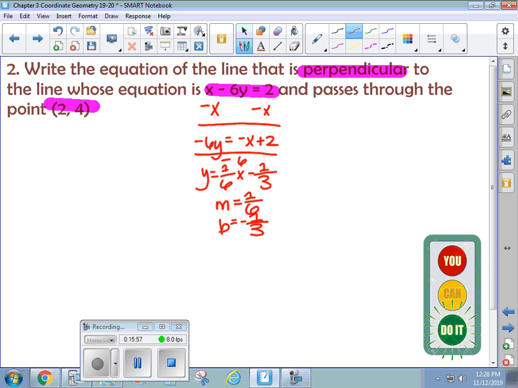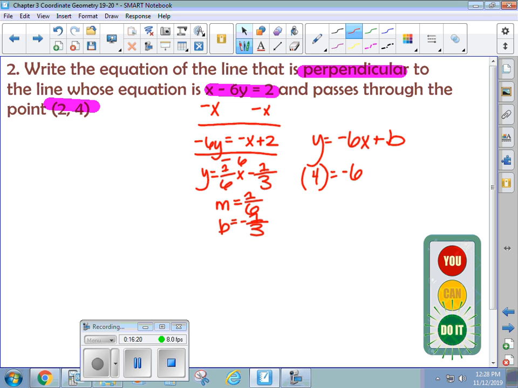My line has to be parallel or perpendicular? Perpendicular. So my line's going to have what type of slope? Positive or negative? A negative. That one is negative, so positive. Are you sure that one's negative? Hold on. I got a positive. Step back for a second. Just step back for a second.